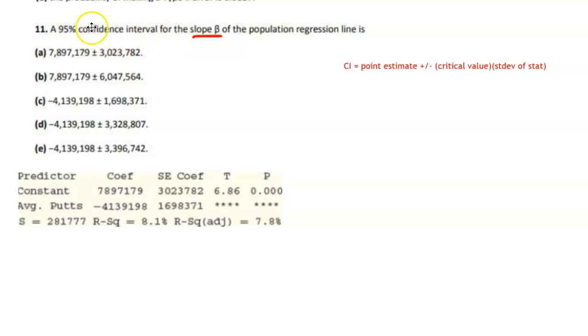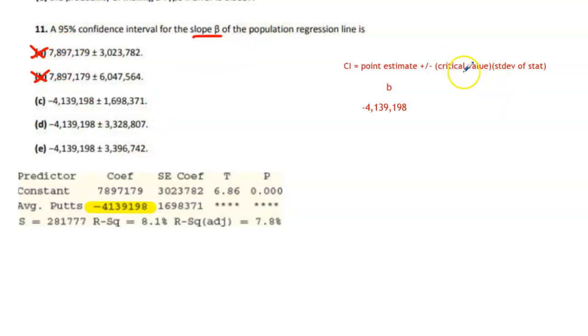Okay, we're starting off for what the slope is for the population. In order to figure that out, first we talk about the point estimate, which is the slope of the sample, which in this case is the coefficient of average putts. There's my negative 4,139,198. So that's going to go there. Using that, I can cut off two of them right away because they're starting with the wrong point estimate.